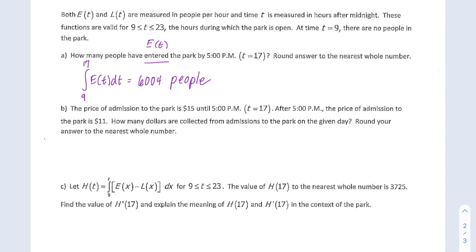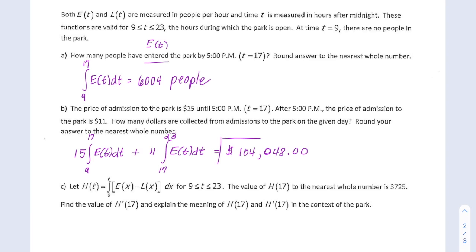If we look at part A, that is how many people entered the park before 5 p.m. So I'm going to take the integral we had from part A, 9 to 17 of E of t dt, and multiply that by $15. To that, I'm going to add $11 for everybody entering from 17 to the end of the day, which is 23, of E of t dt. And when I do that on my calculator, I get $104,048.48, which is $104,048 to the nearest whole number.